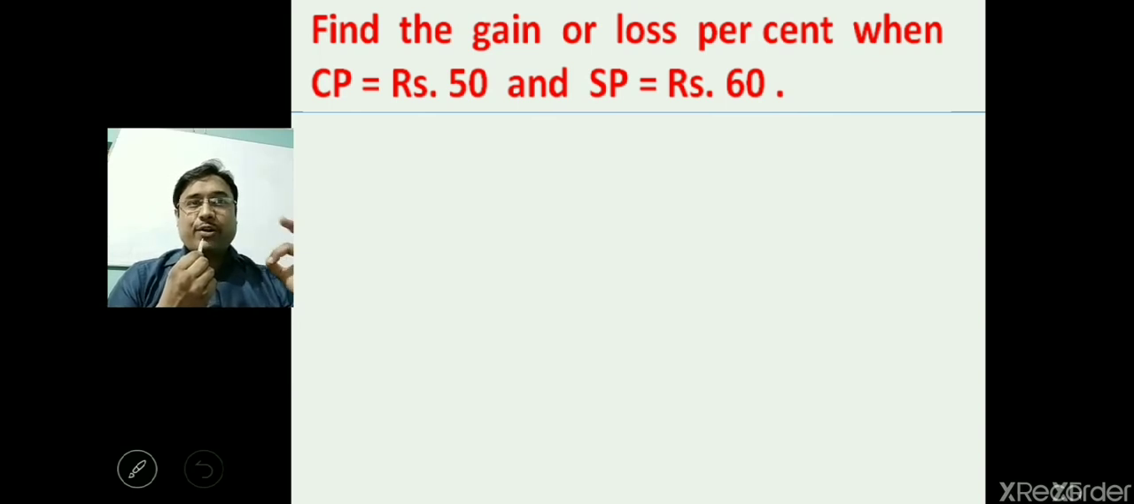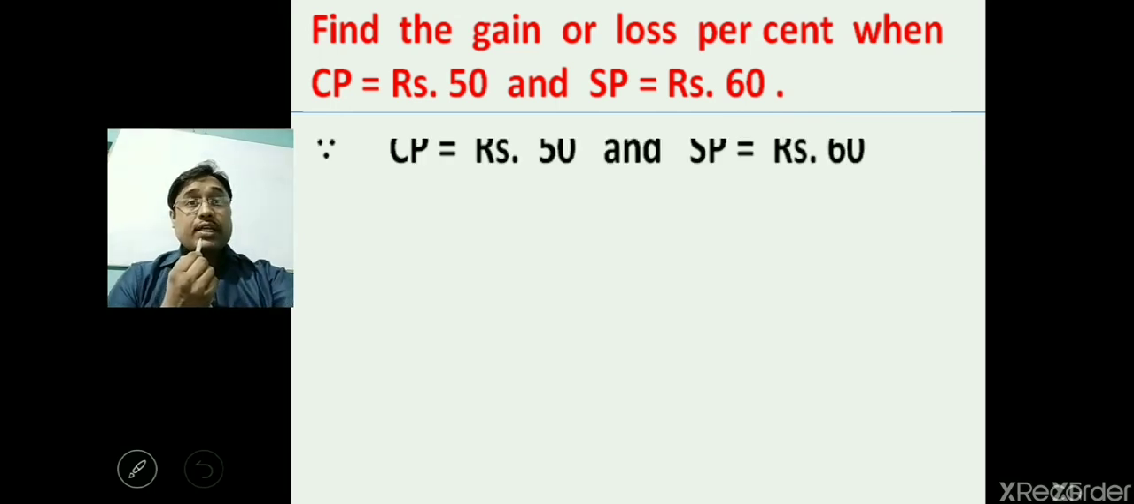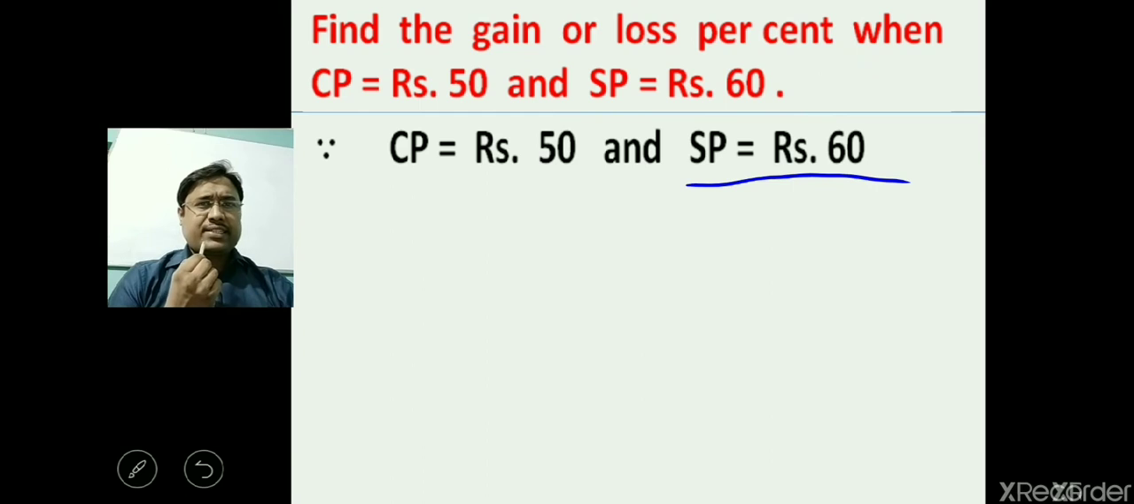Find the gain or loss percent when CP equals rupees 50, that means the cost price at which you have purchased that article is rupees 50, and the selling price at which you are going to sell that object is rupees 60. Then CP equals rupees 50 and SP equals rupees 60, as it is given in the question.